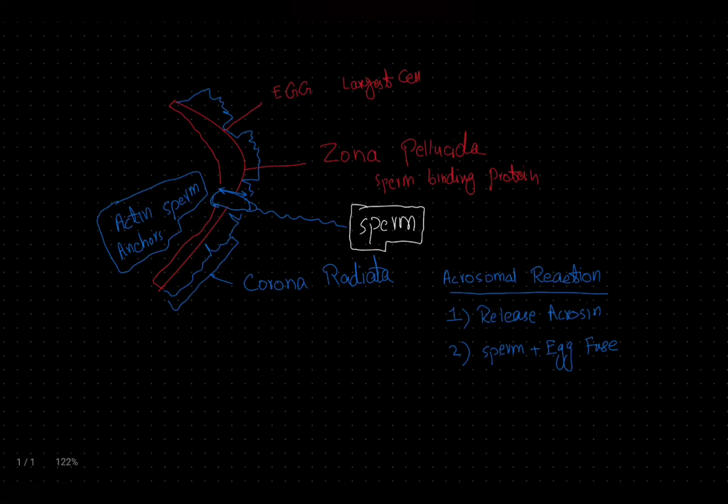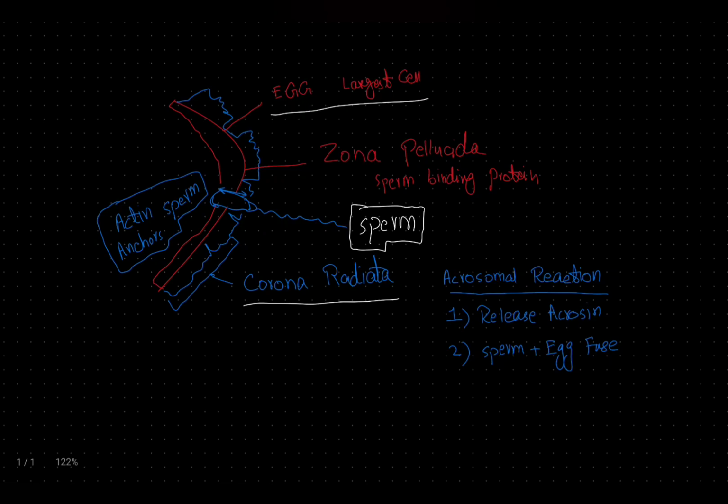The egg is the largest cell in the human body, and sperm is very small compared to the egg. It is almost 1/30th the size of the egg, and it is very thin. The egg has some layers. We will name them: the corona radiata is the outer layer of the egg.